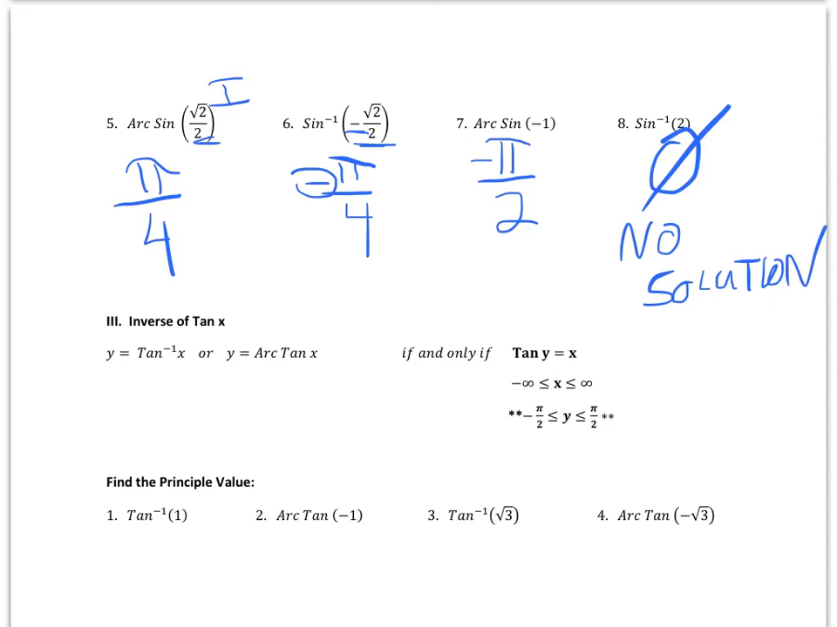Okay, so that's pretty much it. Inverse sine. The easy thing to remember, and it's going to be the same on the next video for tangent, is if this is negative, then the answer is going to be negative. If this is positive, then the answer is going to be positive. Okay, it's either in the first or fourth quadrant.